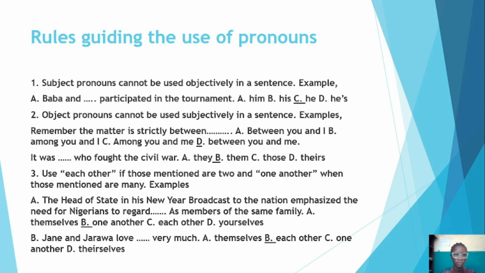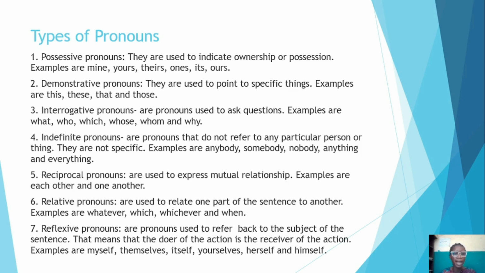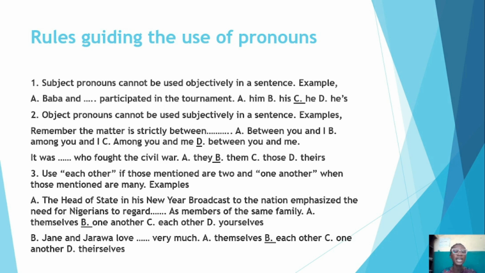Another rule is to use each other if those mentioned are two, and one another when those mentioned are many. Remember the type of pronoun that we talked about. Each other is a reciprocal pronoun, number 5. Each other and one another. So you only use each other if you are referring to two people in a sentence, and one another when there are more than two, there are many, or we do not know the number.